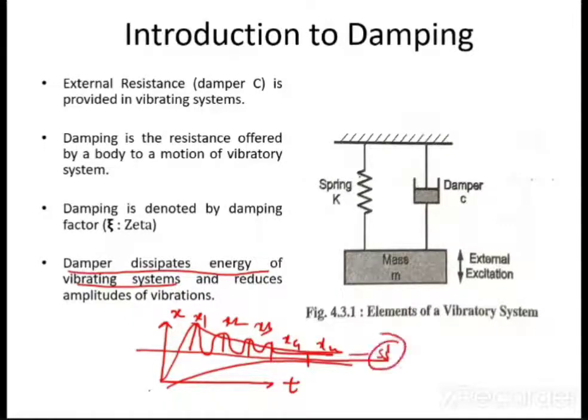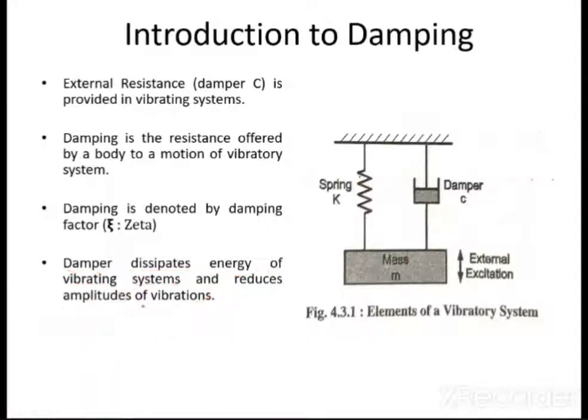Now, I have already explained the concept of transient and steady state. So the system comes to the steady state and the transient vanishes. Means the system remains for less time in the transient zone. Transient zone means the zone where the output is changing with respect to time. So basically, these amplitudes of vibration are reduced, and then the system reaches the steady state.